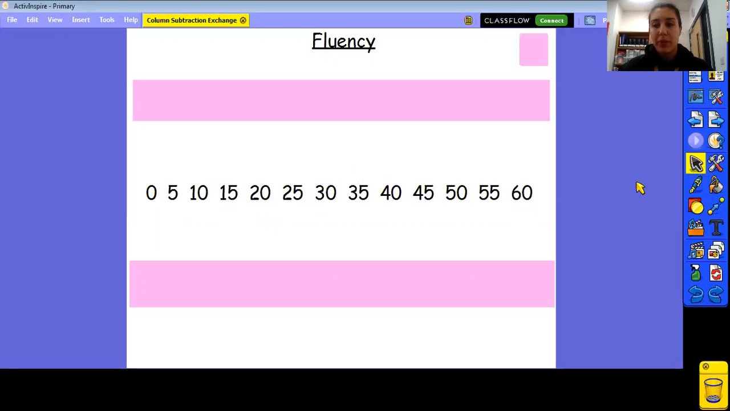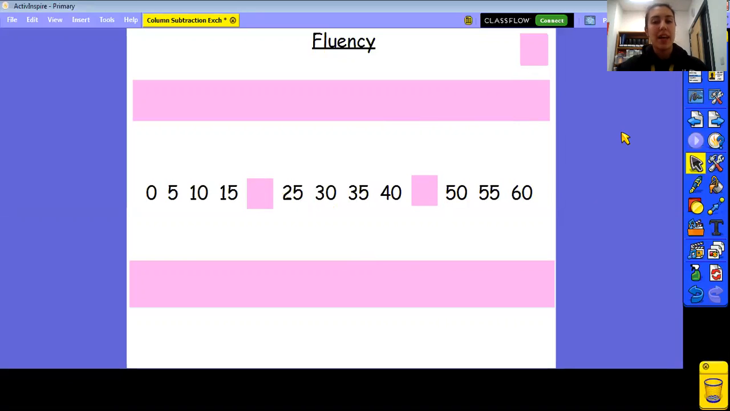The next thing I'm going to do is ask you to close your eyes. And whilst your eyes are closed, I'm going to hide some of our numbers. When I ask you to open your eyes, we're going to say the sequence again, and you need to tell me what is missing from behind those boxes. So close your eyes, no peeking, no cheating, and open your eyes.